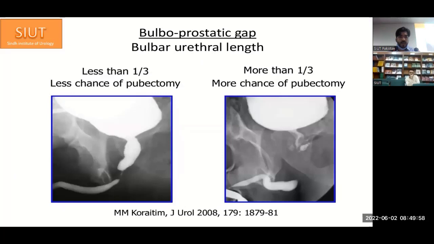Bulbar prostatic gap: bulbar urethral length less than 1/3, less chances of pubectomy. More than 1/3, more chances of pubectomy.